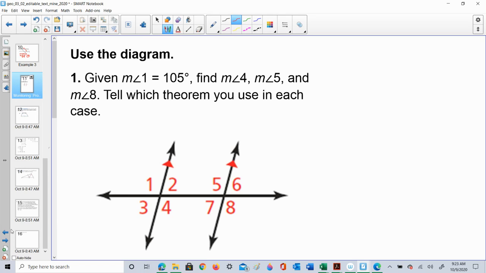Angle 1 is 105. Find angle 4 and angle 8, and say which theorem you use. This is similar to the first one we did.